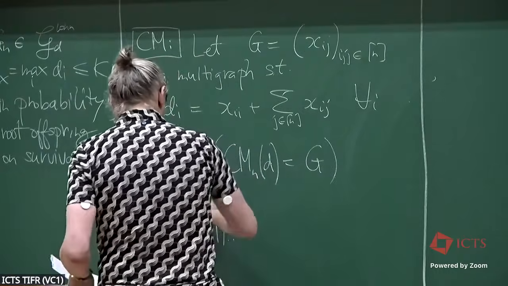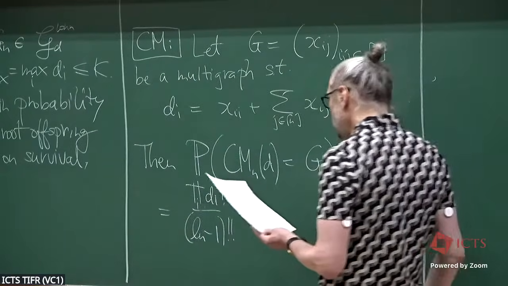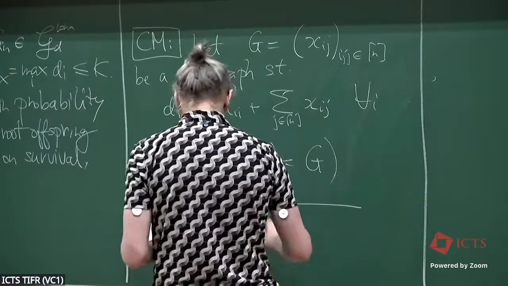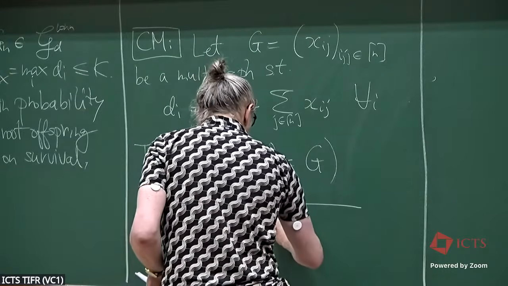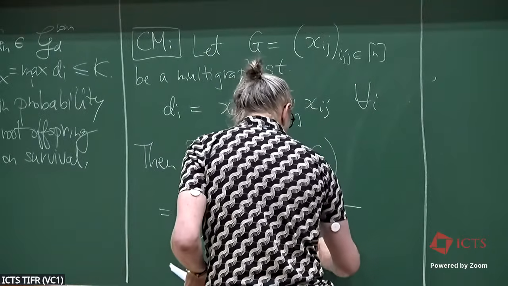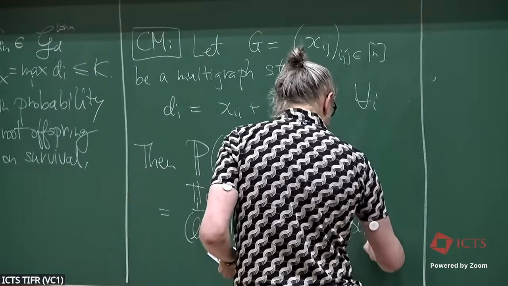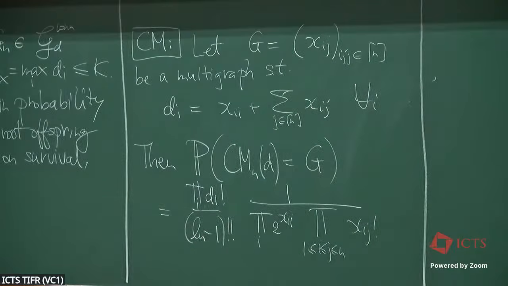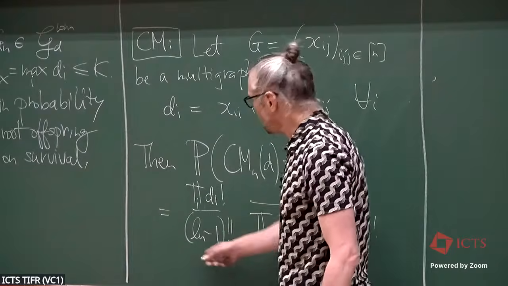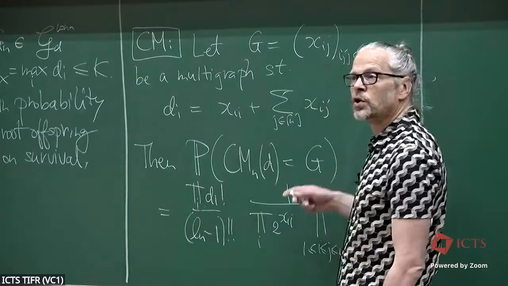Right? And on the top here, we see the product over i of d_i factorial. And then there is a correction, which is the product over i of 2 to the power x_ii, the self-loops. And then a product over i less than or equal to j less than or equal to n of x_ij factorial. And this is a bit of counting that you have to do. You count the number of configurations, which are the pairings of the half edges. This is the probability of every configuration. Configurations are uniform, and you count how many will actually correspond to G.